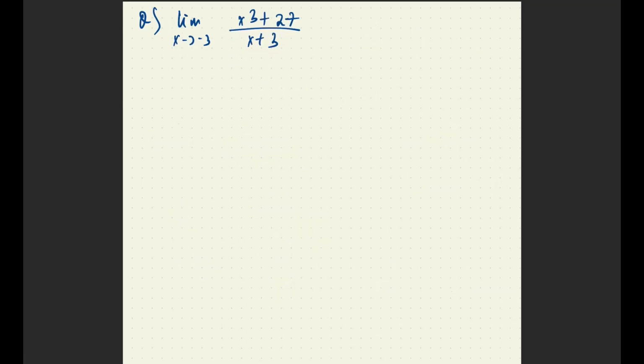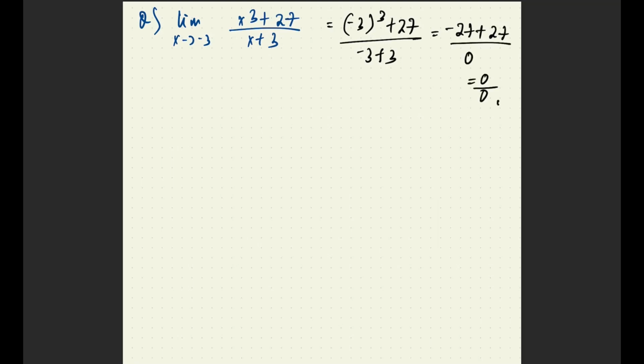Okay, so let's go ahead and solve this final question for this video. So we're going to plug in first. So this is going to be minus 3 cubed plus 27 divided by minus 3 plus 3. So minus 3 times minus 3 times minus 3 is minus 27 plus 27 divided by 0. So this is going to give me 0 over 0, and that's indeterminate. So can we factor in this case? It might not seem obvious, but the numerator is x cubed plus 27.